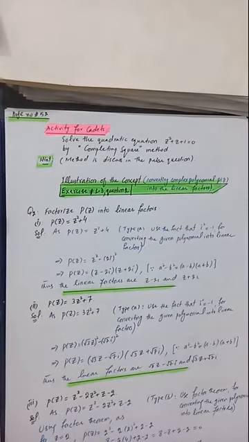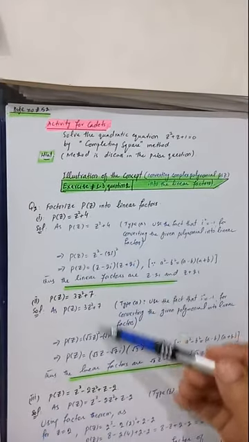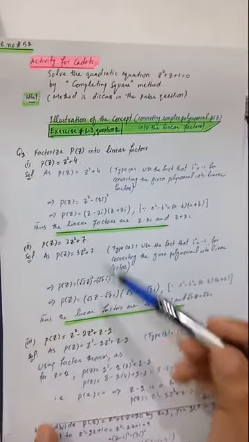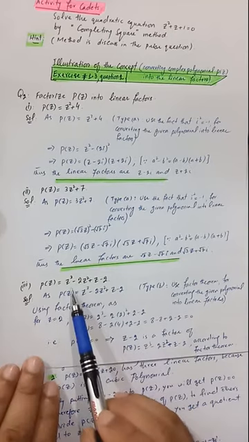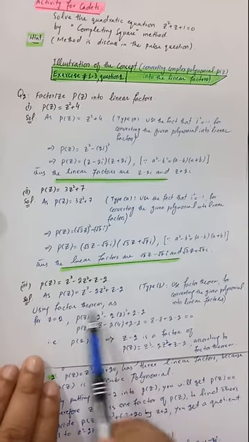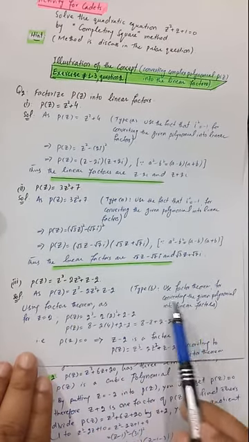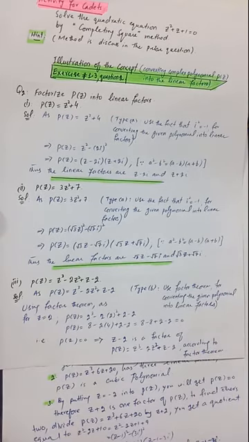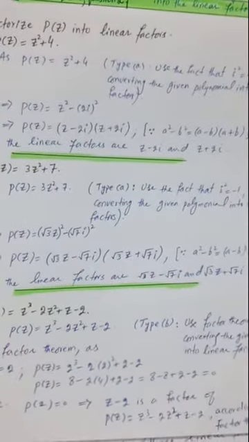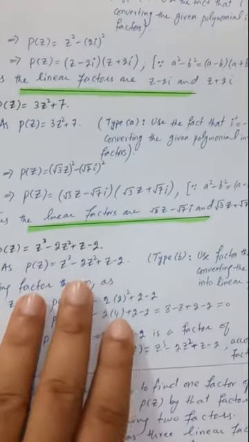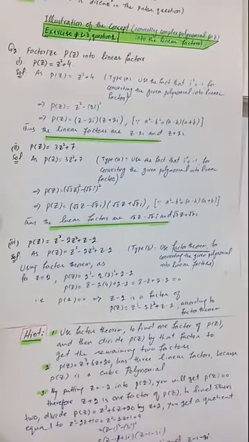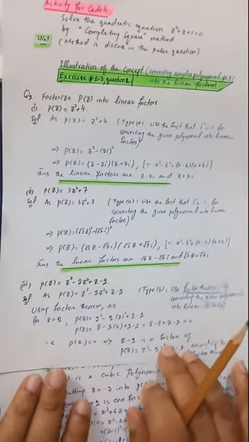We also discussed how we can convert the polynomial of type A into its linear factors. So these two parts are discussed here. This is part number 3, which is the polynomial of type B. So for a polynomial of type B, we will use the factor theorem to convert this polynomial into linear factors.